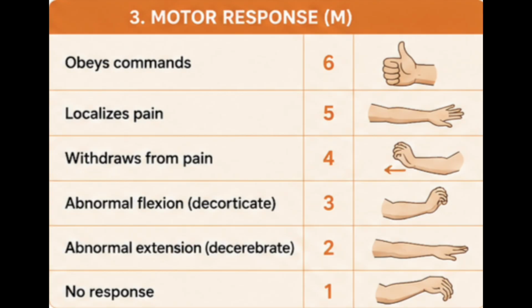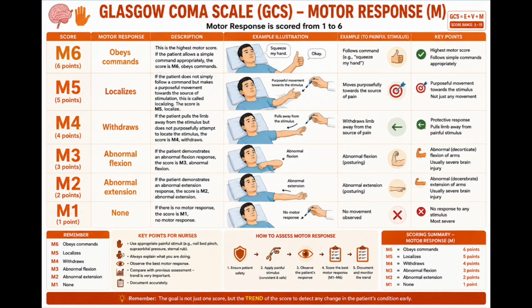The third component is the motor response, which is scored from 1 to 6. M6, obeys commands. This is the highest motor score. If the patient follows a simple command appropriately, the score is M6, obeys commands. For example, lift your right arm, show me 2 fingers, move your toes. If the patient follows the command appropriately, the score is M6.